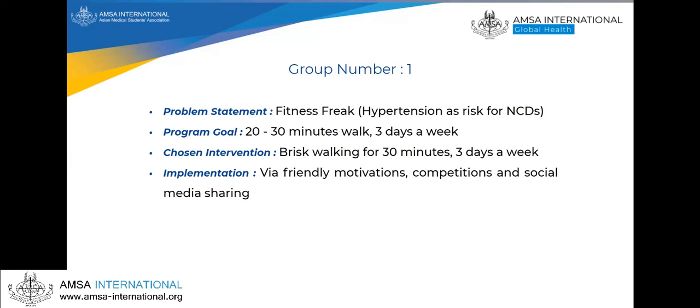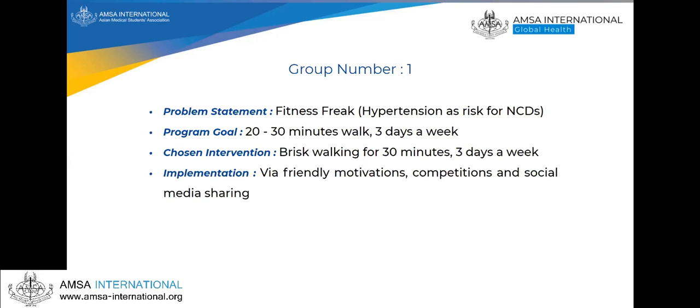We can ask them to brisk walk, and also some changes in the diet can be done. We can decrease the sodium and increase the potassium intake. Obviously, people won't stop eating fast food, but we can always reduce the number of times we order from outside.